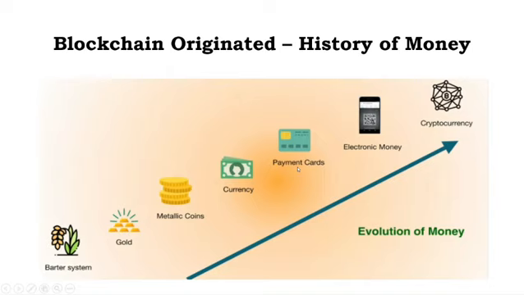Later, ATM cards, payment cards. After going to an ATM center, by inserting a card and giving a PIN number, we can get cash, right? So that is payment cards. Then electronic money, which is called digital currencies.